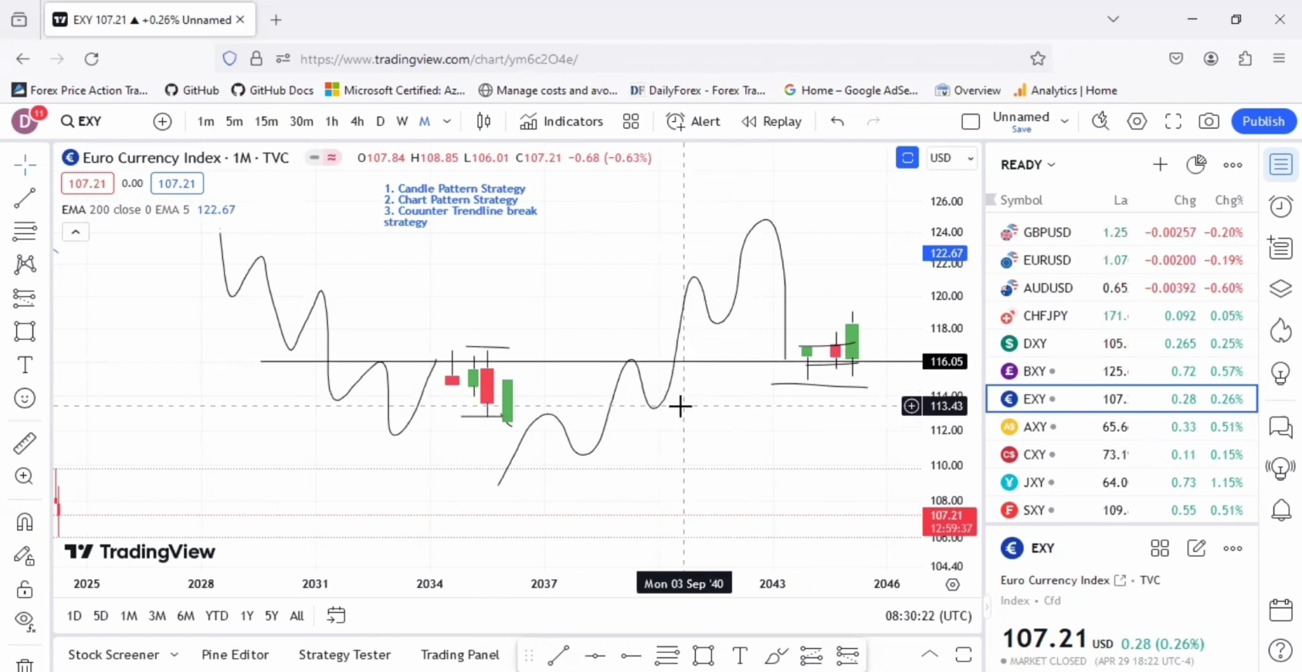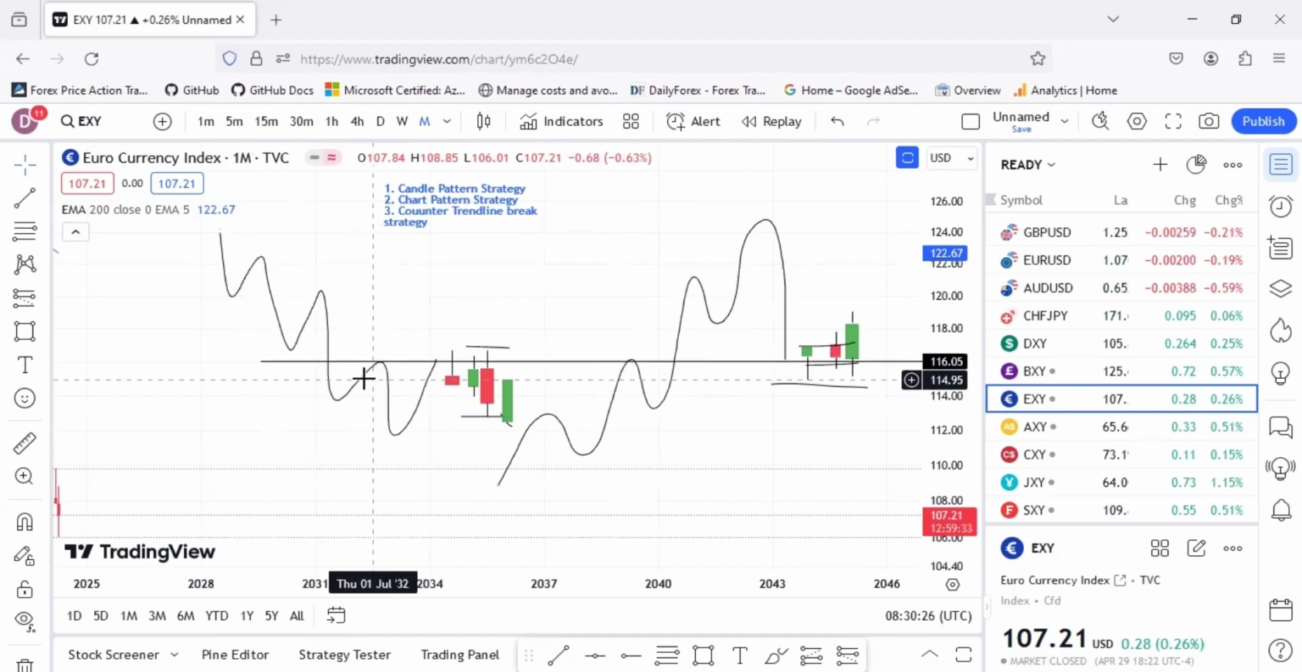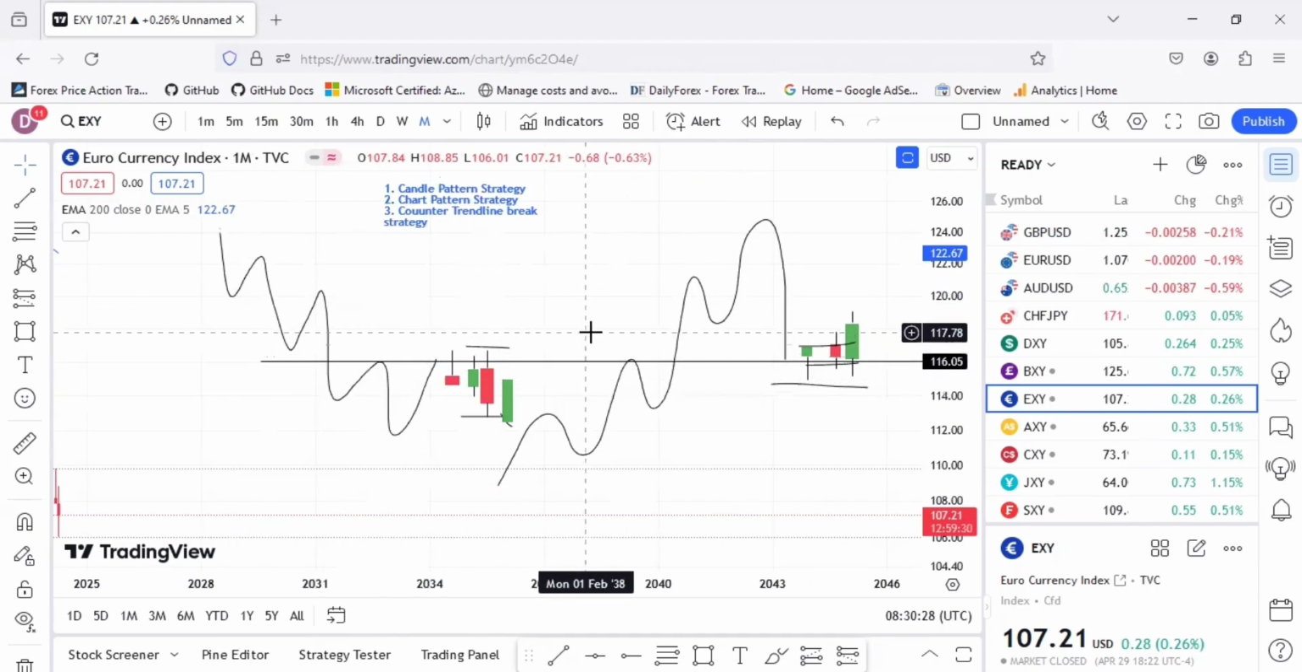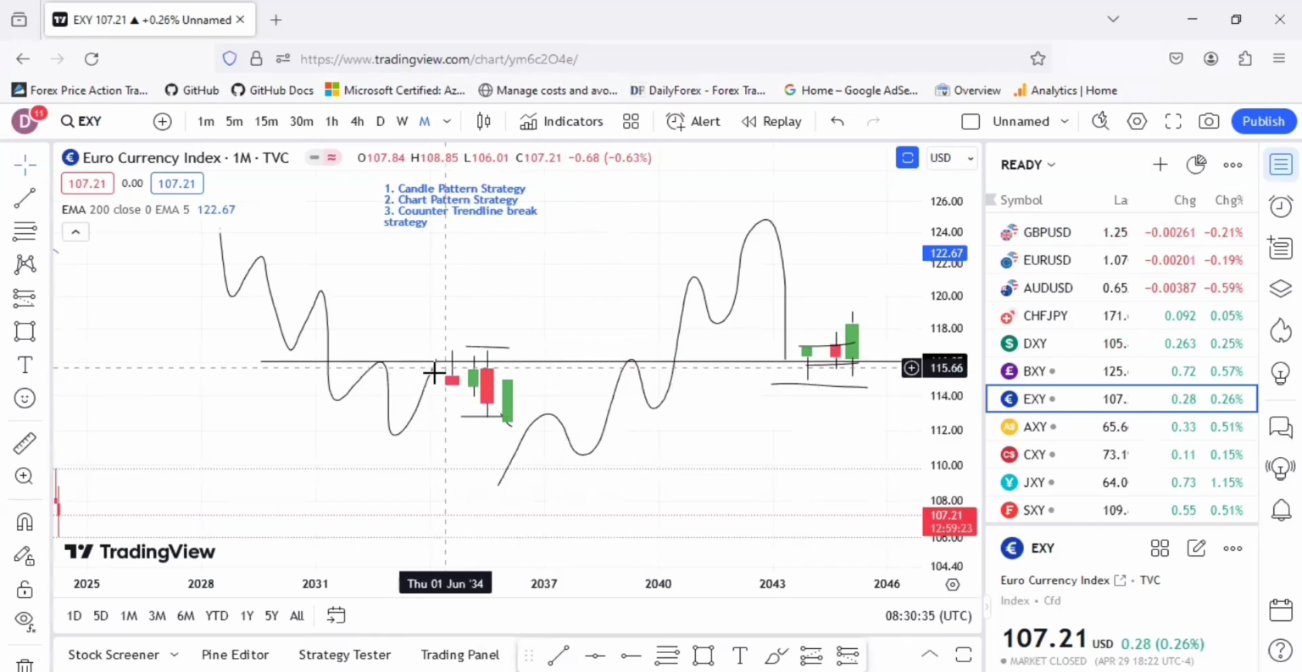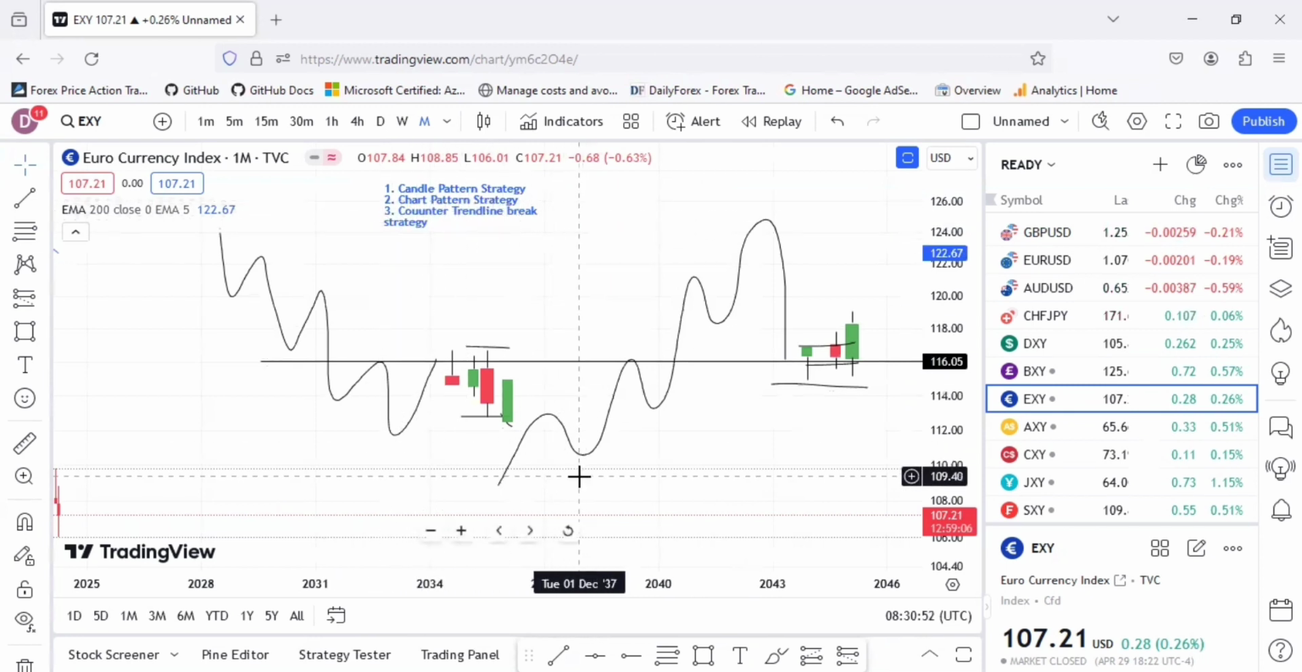for your entry. So you don't just enter because your analysis says you should sell, or your analysis says you should buy, then you just jump in. No, you need to wait for a confirmation, whether you use a candle confirmation or chart pattern confirmation or any other confirmation. So this is one of the confirmations that will determine whether you have to jump into the market. So the second one we're going to be looking at is a chart pattern.